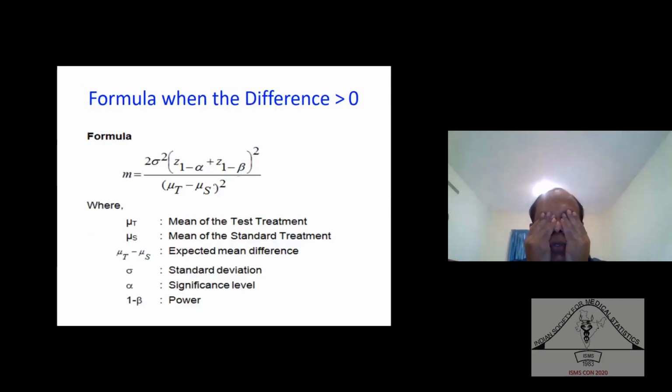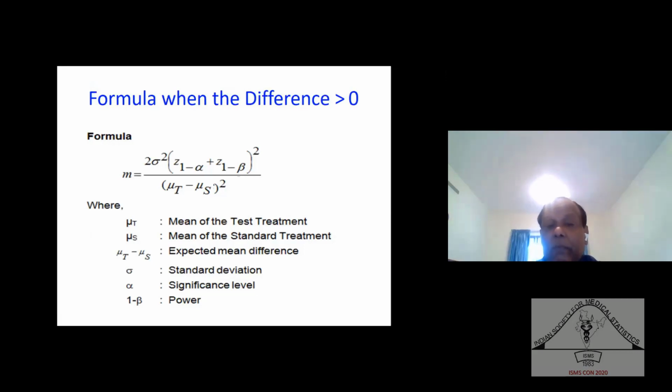Now, I wanted you to remember this. This is the formula. The difference is the delta. The difference between the two arms is put here. This is where the superiority trials are different from equivalence or non-inferiority trials. Please remember this. I will show you the slide again, as against the slides which I am going to project.